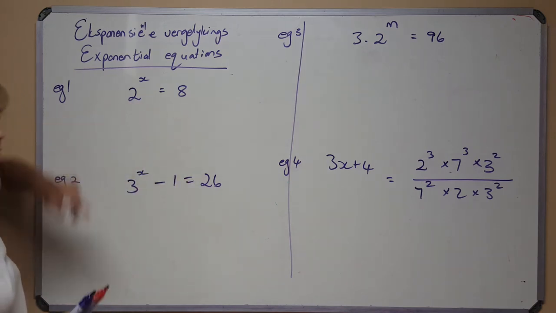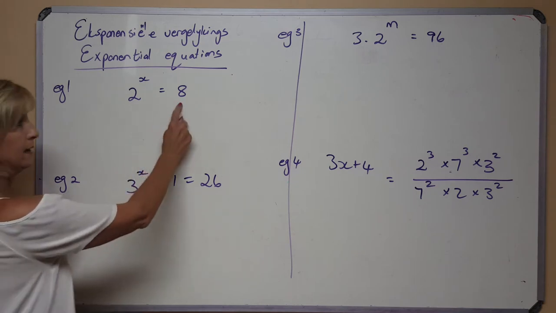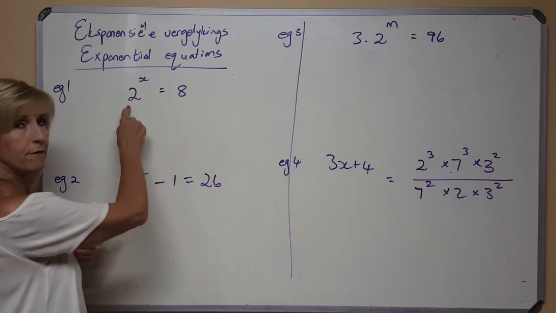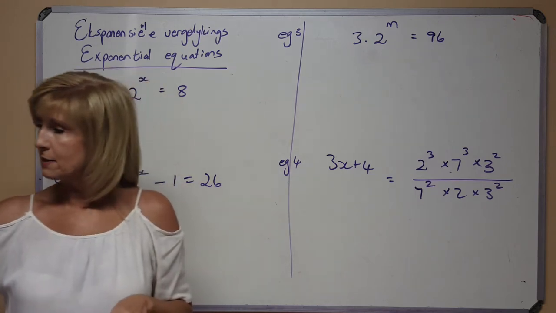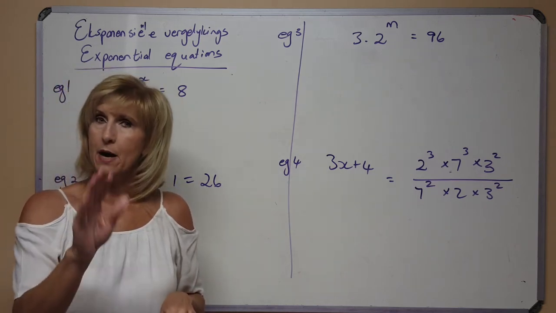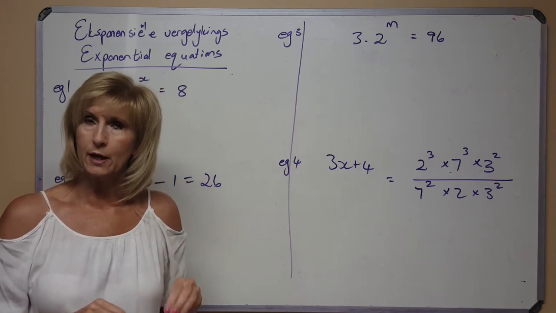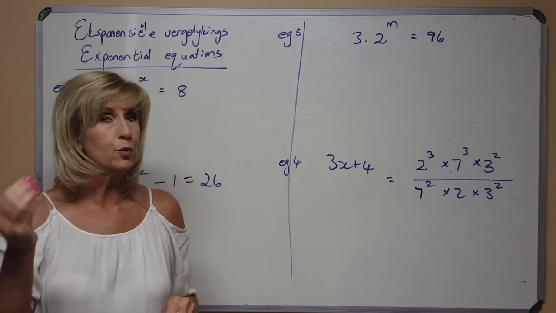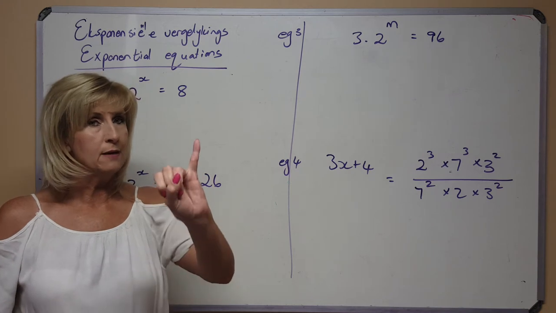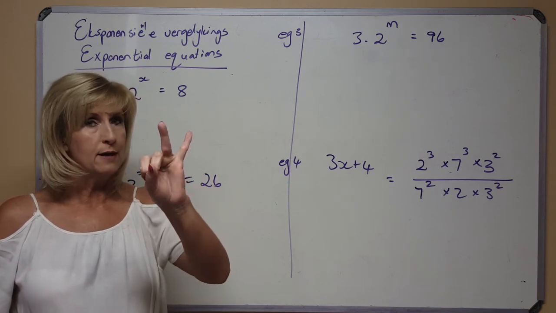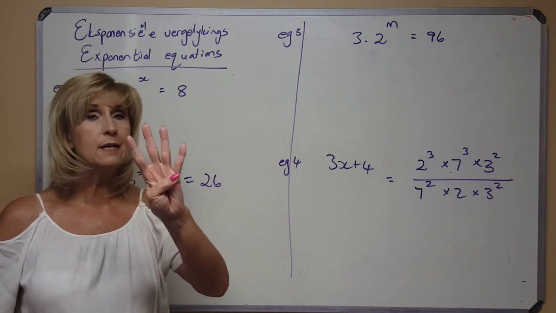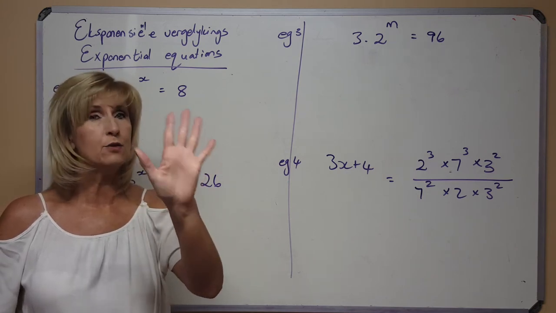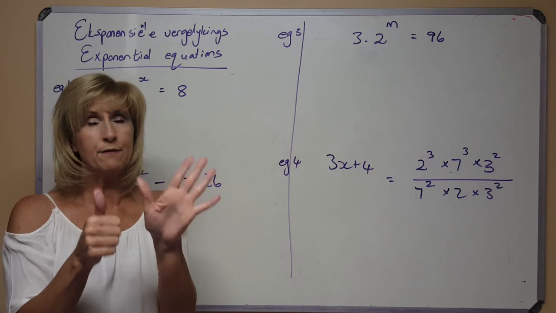You need to know that 8 has a power of 2. Because you know your powers of 2. I've done it a few times now, so you should know it. What are the powers of 2? Wat is die magte van 2? 2 tot die 1, 2 tot die 2, 2 tot die 3. 2 tot die 1 is 2, 2 tot die 2 is 4, 2 tot die 3 is 8, nie 6 nie. 2 tot die 4 is 16, 2 tot die 5 is 32, 2 tot die 6 is 64.